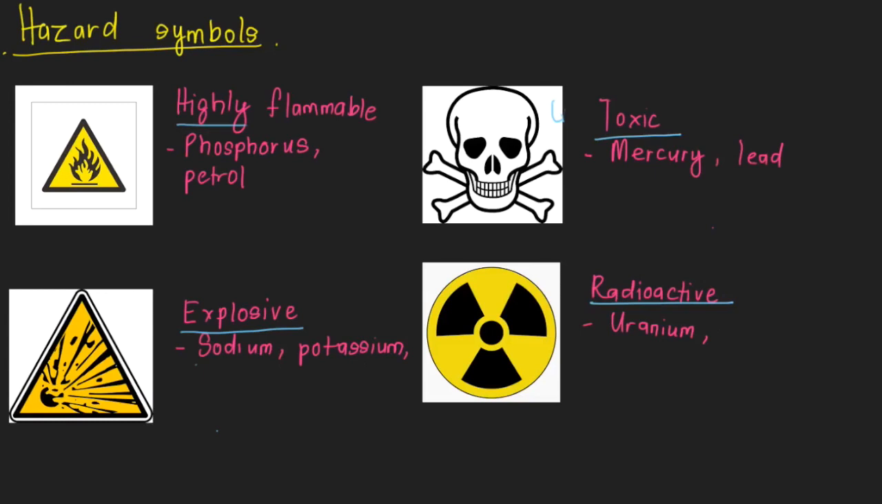Now, the next thing we're going to look at are hazard symbols. Now, hazard symbols can be found as labels on different chemicals, on the bottles of the different chemicals. Now, this symbol over here means that it is highly flammable. Now, examples of chemicals that have this symbol include phosphorus, petrol, alcohol, and kerosene.